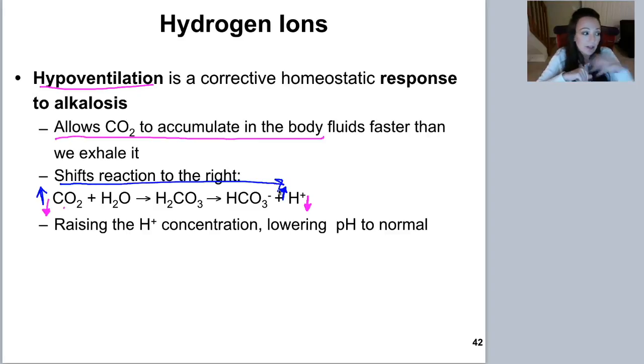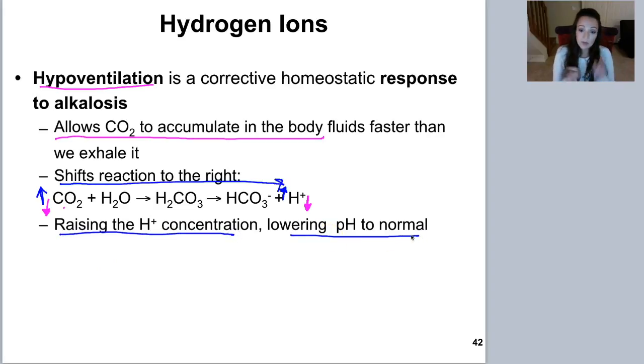Maybe it goes from 7.46 to 7.4. Okay, so it's actually going to drop that pH value. And we increase the concentration of hydrogen ions. Okay, so that's exactly what that says here. It raises our hydrogen ion concentration and it lowers our pH to normal.